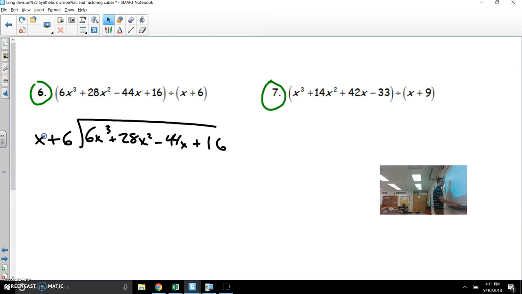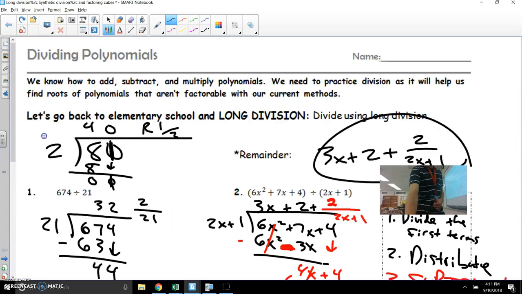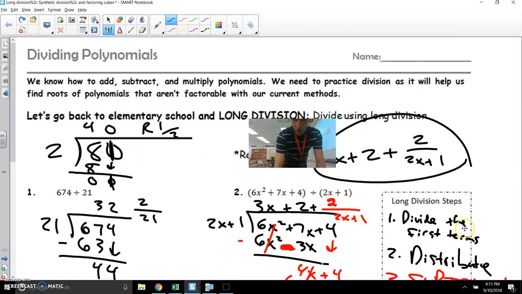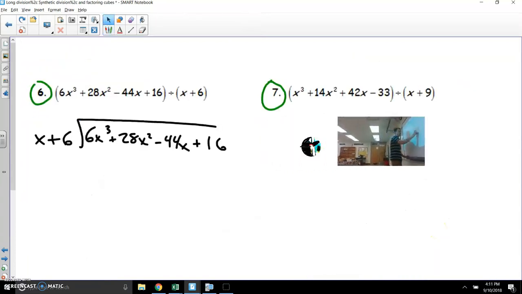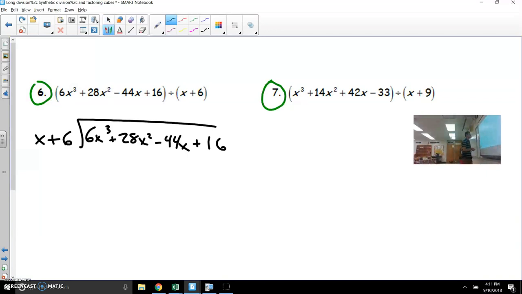Okay? So let's start off by thinking about our steps that we talked about in class. We need to start by dividing the first terms. Let's start by dividing the first terms, and once we get that value, we'll use distribution. So let's say 6x to the third divided by x.